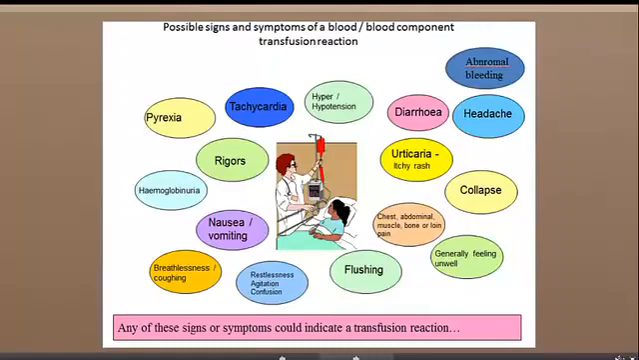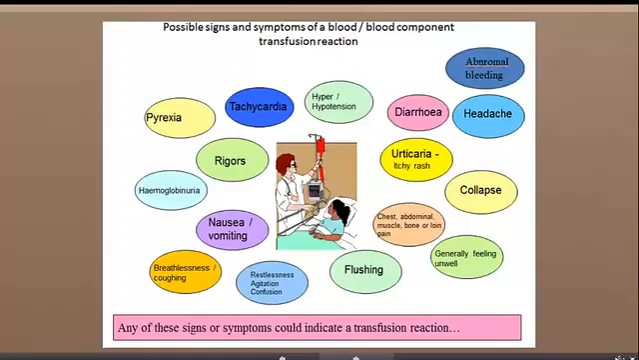We have pyrexia, which is fever, rigors, hemoglobinuria, nausea, vomiting, breathlessness and coughing, restlessness, agitation and confusion, flushing, pain at the chest, abdomen, muscle, bone or loin, urticaria, in which the patient will complain of an itchy rash, diarrhea, headache, abnormal bleeding, collapse, or sometimes the patient generally feeling unwell.